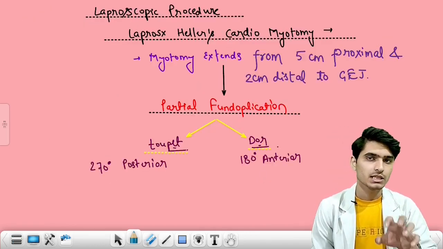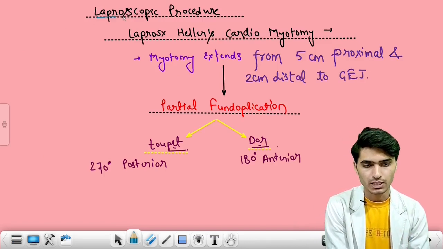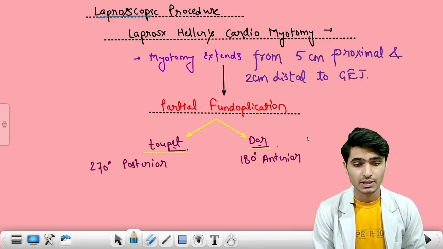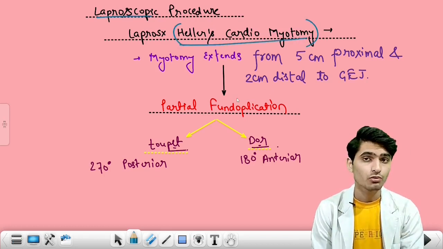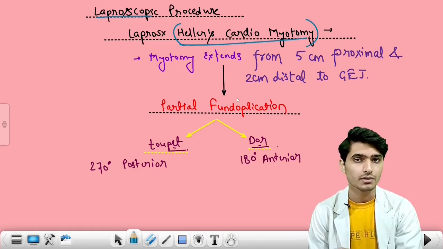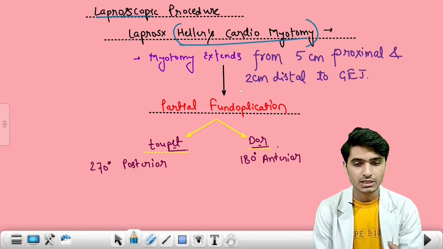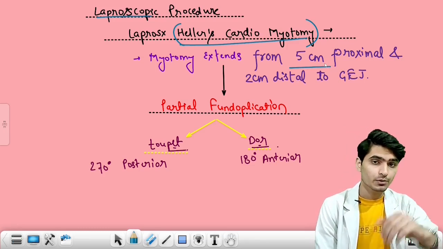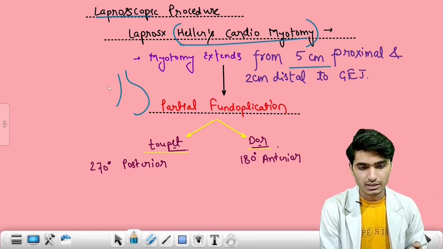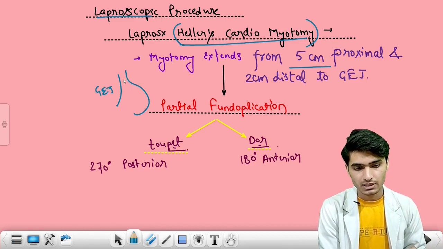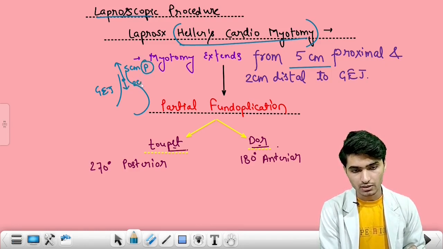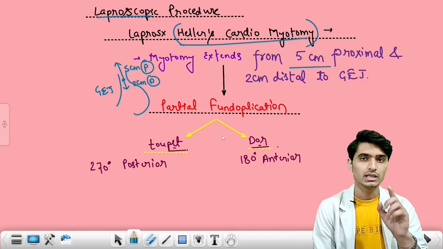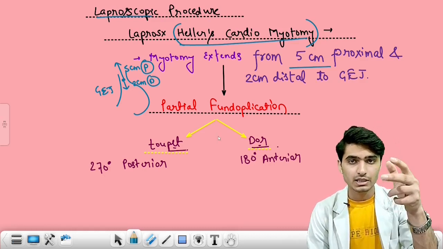Once we have discussed the endoscopic procedures, we will move to the laparoscopic ones. The laparoscopic procedure is the laparoscopic Heller's cardiomyotomy. In this case, we need to go for the myotomy. The circular muscles are being cut here. This is the gastroesophageal junction, and we need to go 5 centimeter proximal and 2 centimeter distal to the gastroesophageal junction to go for the myotomy.